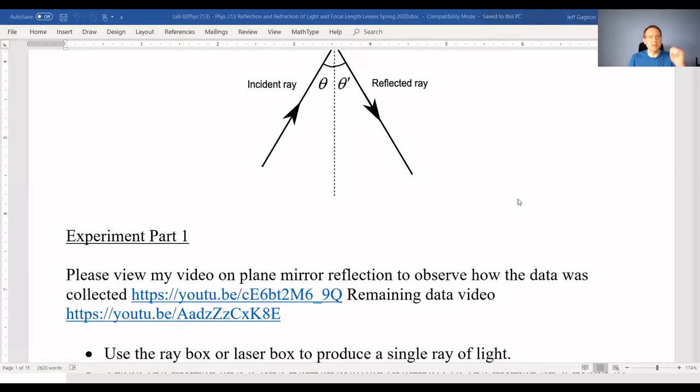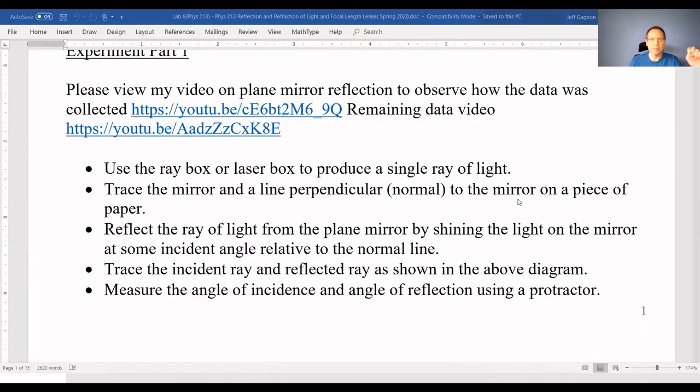So in the first experiment, you want to go and view my videos on how I collected the data. I collected all this data for you. These are the links. I will also post the links separately in Brightspace, but if you download this Word document, I think if you control and click on that link, it should take you to that YouTube site.